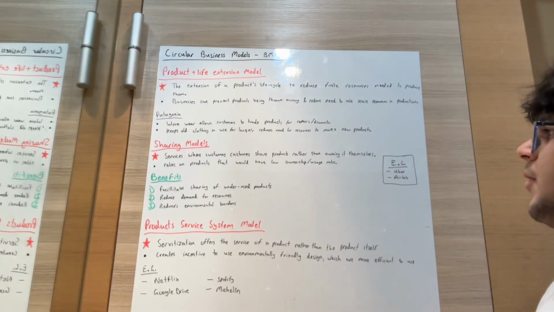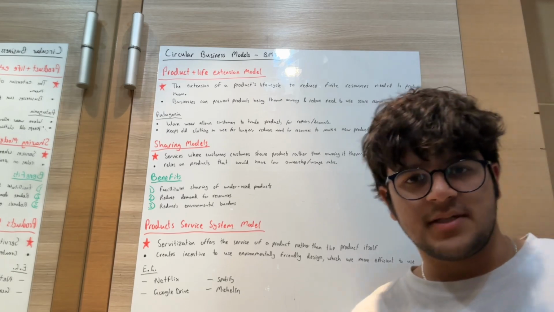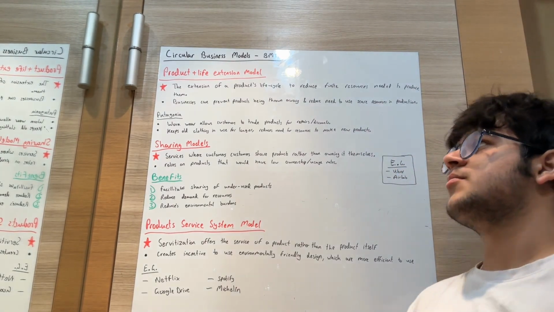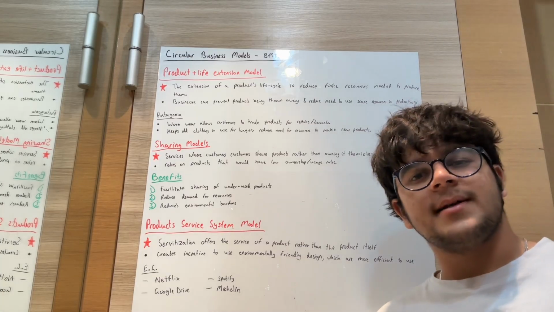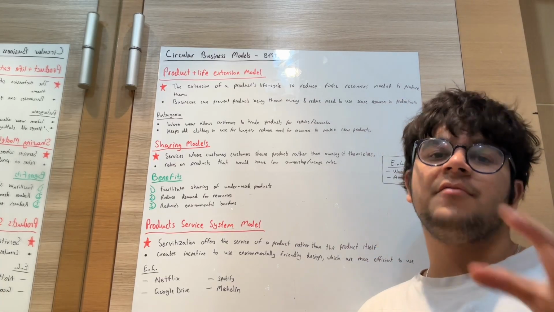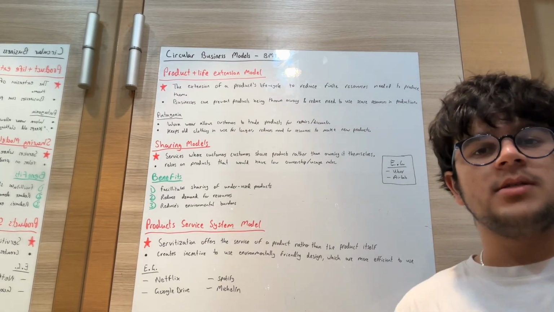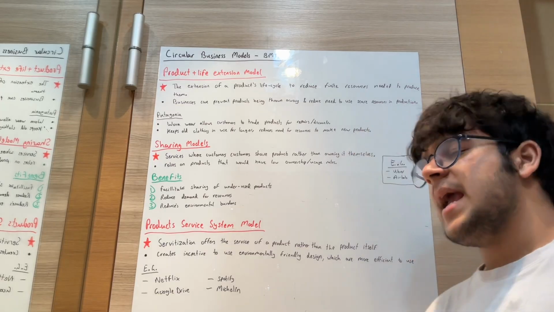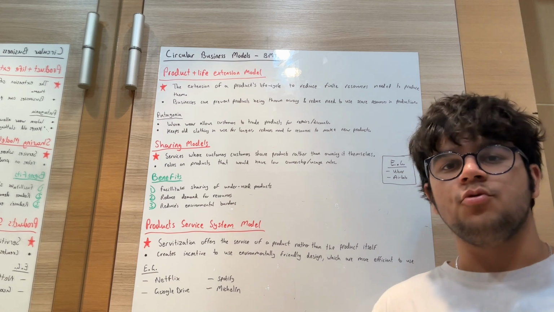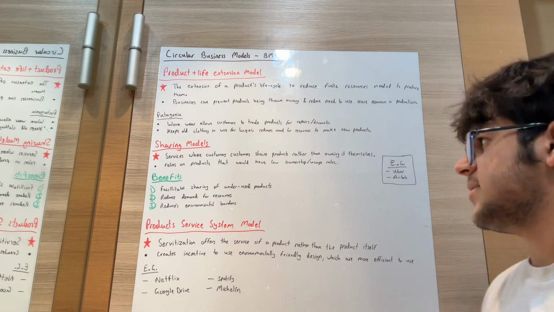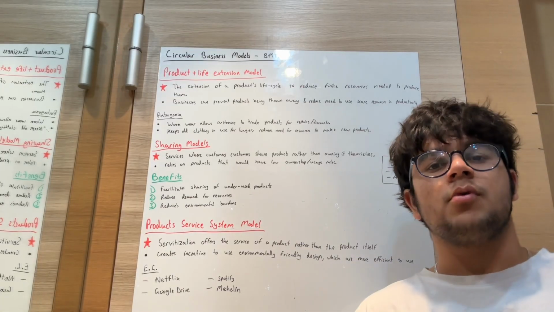Now we have sharing models. These are services where customers share products rather than owning them themselves. This relies on products that have low ownership or usage rates. A lot of people own cars, but not everyone owns a car. So Uber is a great example of a sharing model. A house as well, maybe when you're going on a vacation: Airbnb. These are things that you share with everyone else on the platform, but you don't own them yourself, except the people working, obviously. The benefit of this is that it facilitates the sharing of underused products.